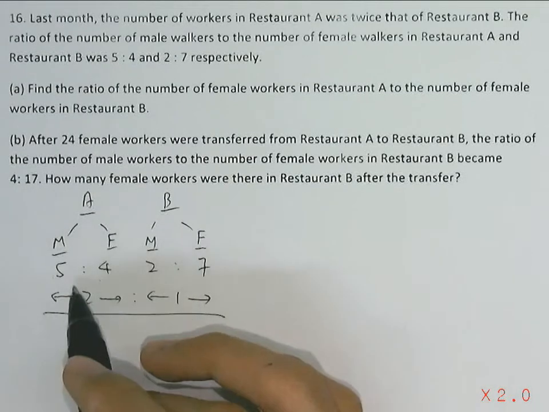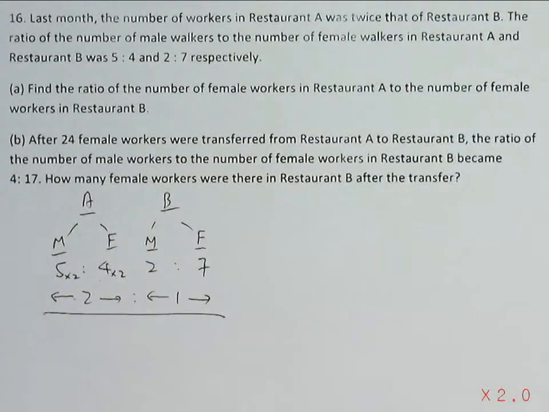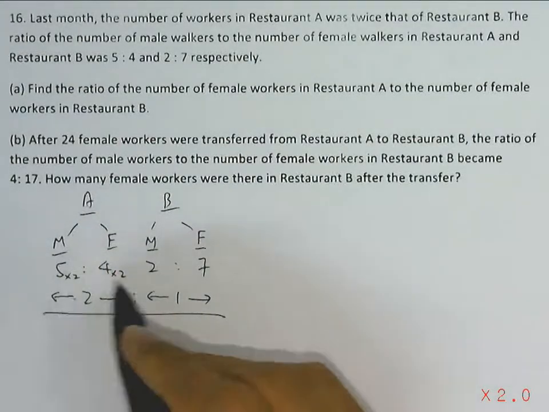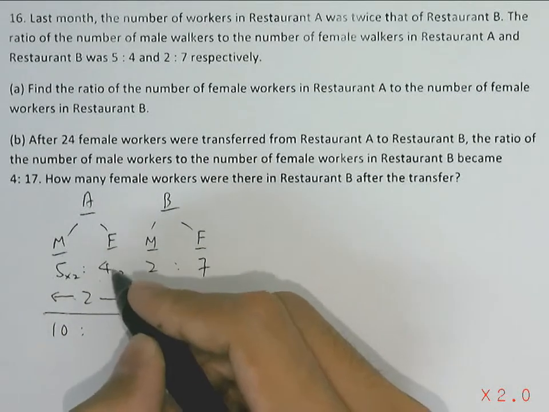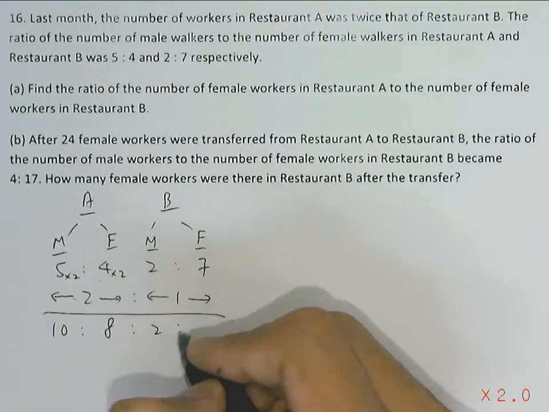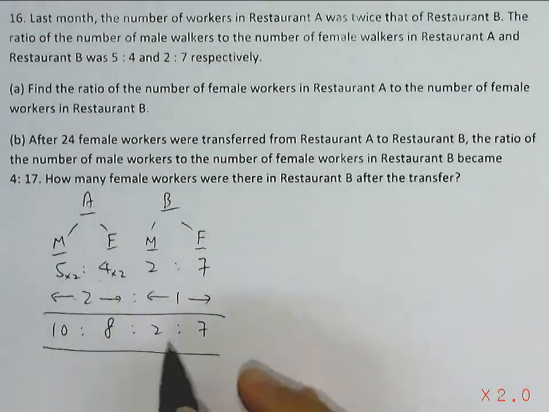So for restaurant A to be twice of B, restaurant A has to multiply the entire ratio by 2. Alright, so multiplying by 2, we are going to have a combined ratio of 10 to 4 times 2 is 8 to 2 to 7, since restaurant B doesn't have to change. So this is the combined ratio.